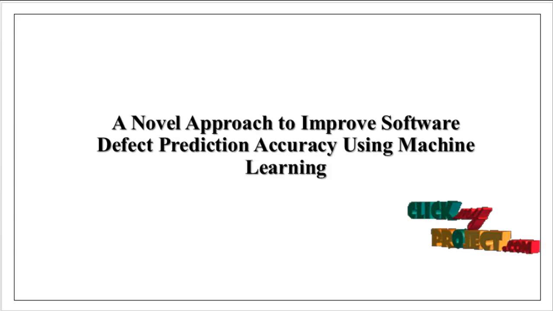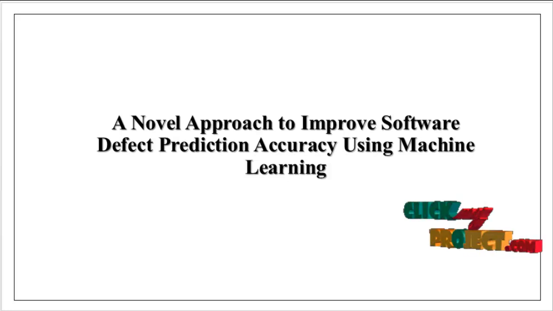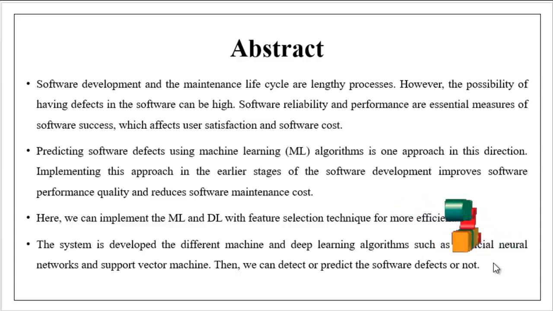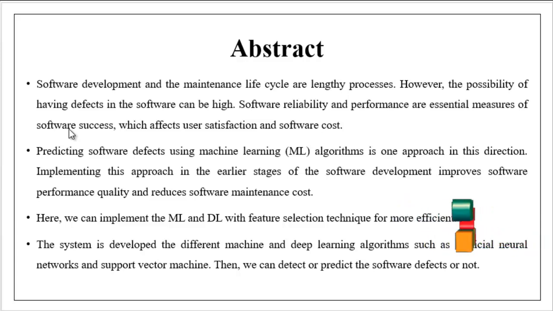Now we are going to discuss a novel approach to improve software defect prediction accuracy using machine learning. Then we are going to discuss an overview of our project. The main objective of our project is to predict software defects by using different classification algorithms.